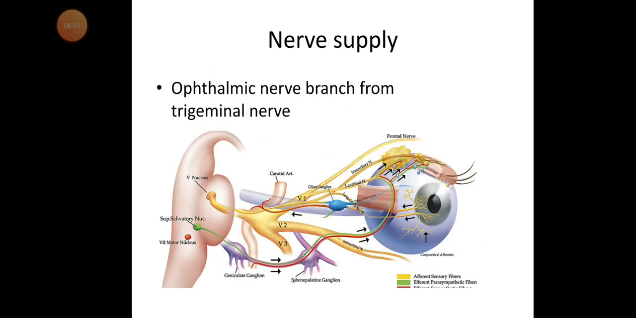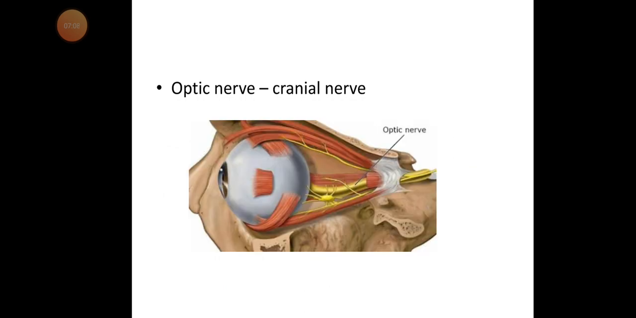So we are going to discuss the next point, the nerve supply to the eyeball. The nerve supply is mainly the ophthalmic nerve. The ophthalmic nerve is a branch of the trigeminal nerve. See, this is the trigeminal nerve, a cranial nerve. It has three branches. One branch is the ophthalmic branch. So this ophthalmic branch mainly supplies the eyeball.